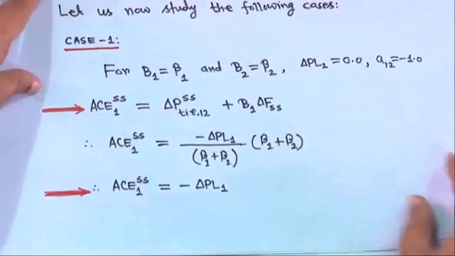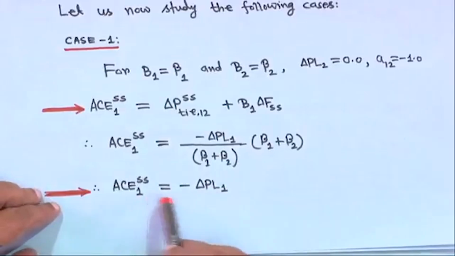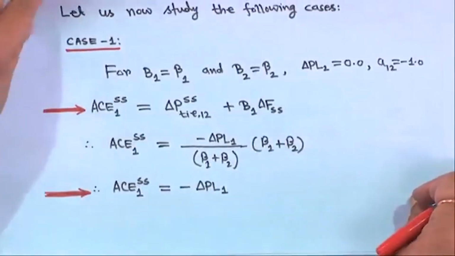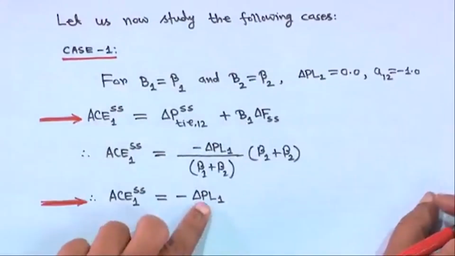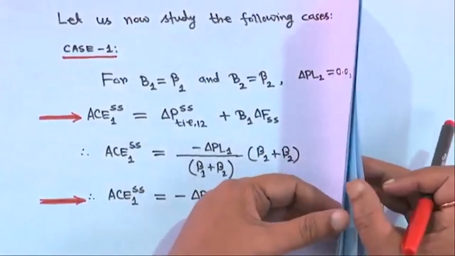So, that means the steady state value of AC1 SS will become minus delta PL1. That means it will show some steady state error that is equal to the load disturbance in area 1, the AC1 steady state value, in the case of uncontrolled mode.